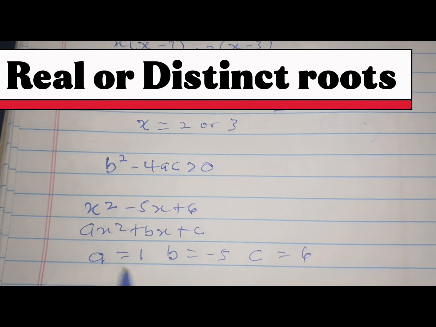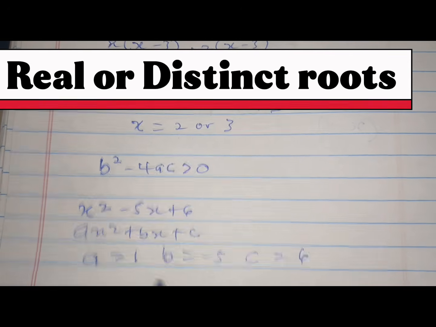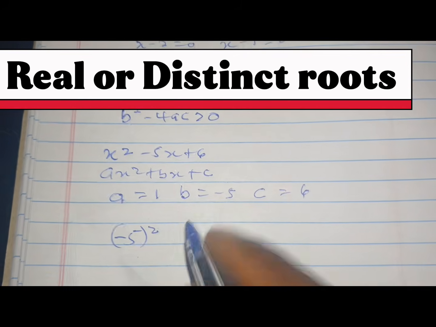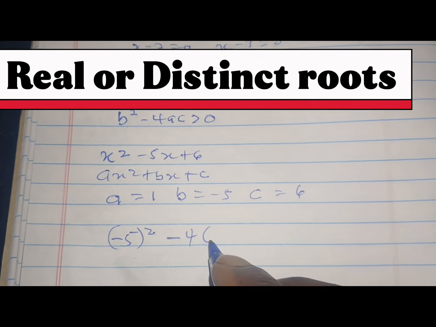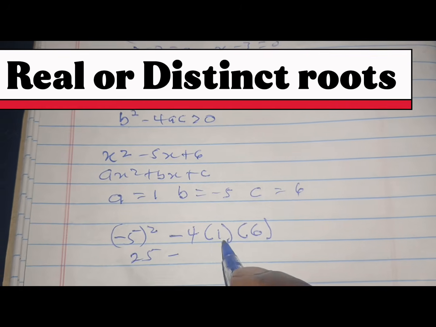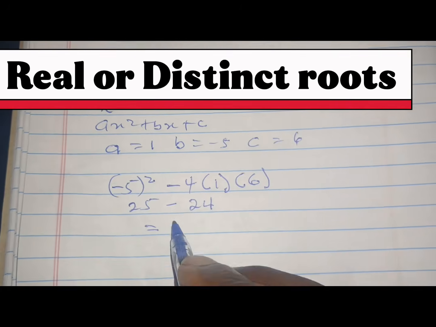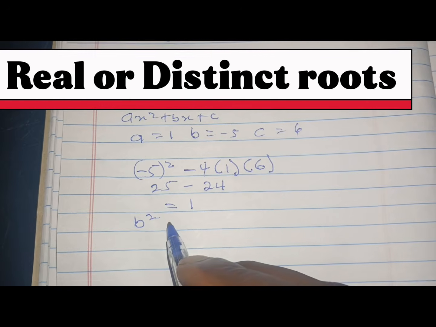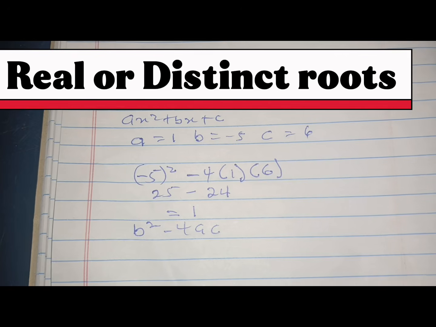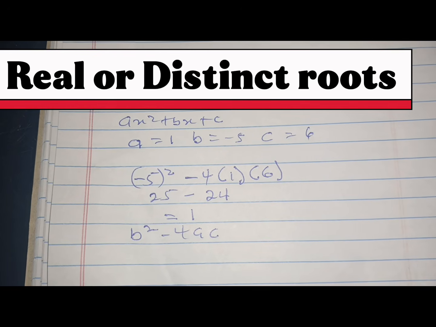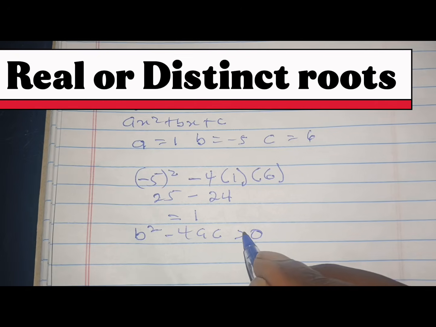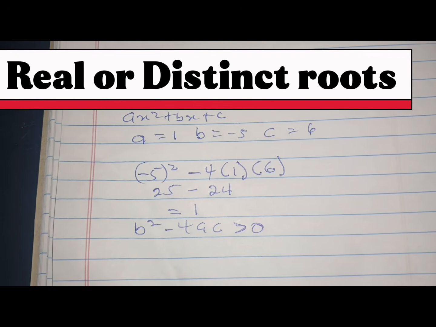So let's put these values in the discriminant. Now, b is minus 5, so minus 5 squared, b squared minus, so 4 times a is 1, times c. This tells us that b squared minus 4ac. Now the value is 1. Is 1 greater or equal or less than 0? You realize that 1 is greater than 0. So this discriminant is greater than 0.